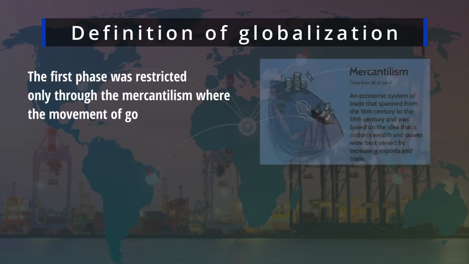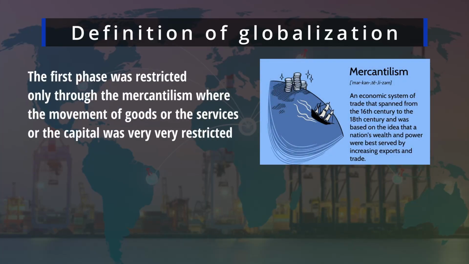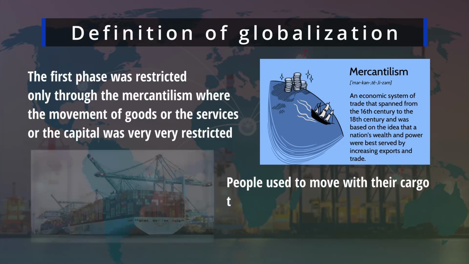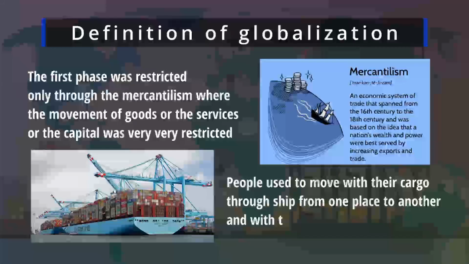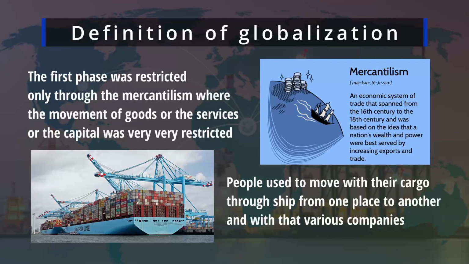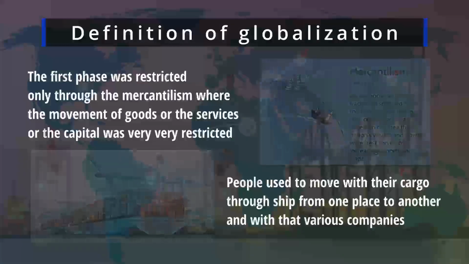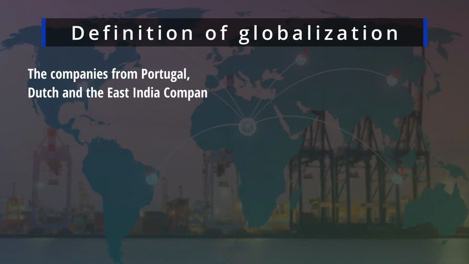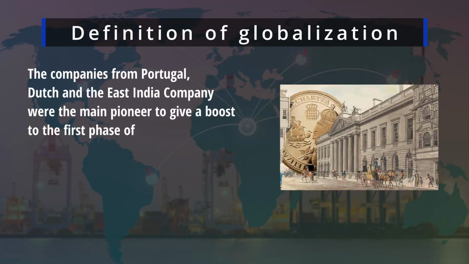Now, the difference between the various phases is that the first phase was restricted only through mercantilism, where the movement of goods or services or capital was very, very restricted, because till that time the inventions of the aeroplane or the steam engine had not taken place, but people used to move with their cargo through ship from one place to another. And with that, various companies, like the companies from Portugal, the Dutch, and the East India Company, were the main pioneers to give a boost to the first phase of globalization.